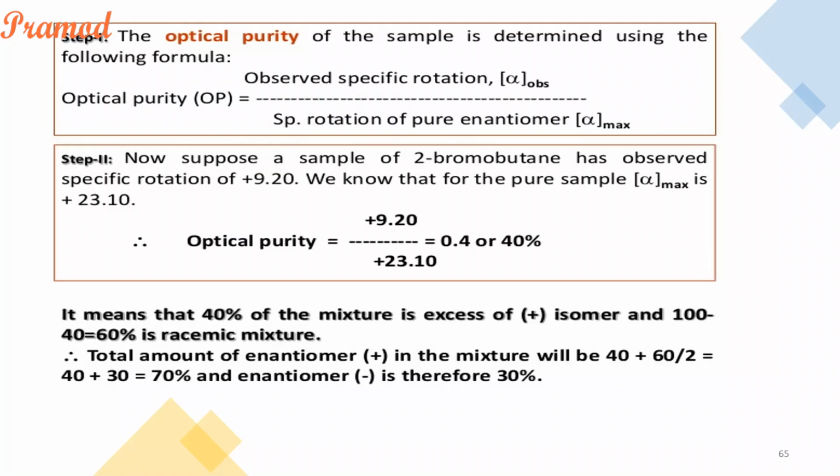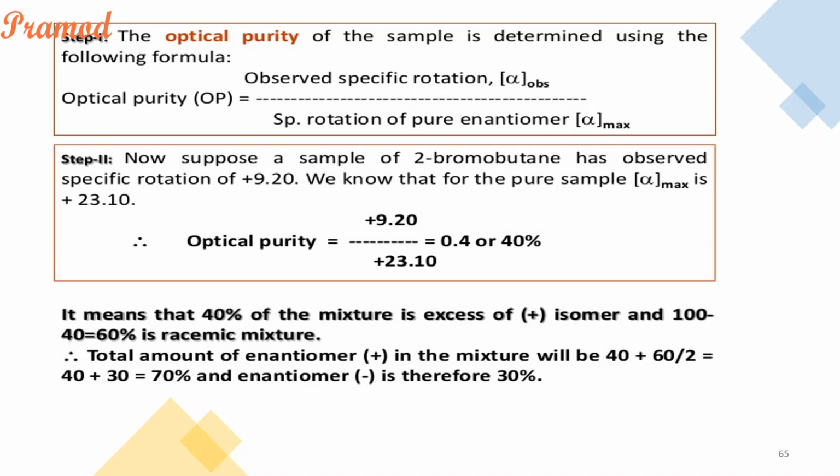So let us take one example. Optical purity or enantiomeric excess is the observed specific rotation divided by the specific rotation of the pure compound, and if you multiply it by 100, it will give your optical purity. The sample of 2-bromo had an observed rotation of 9.20 and the pure sample was 23. So that is 0.4. 0.4 into 100 is 40%. This means that one of the enantiomers is present 40% more than the other. So the other concentration will be 60%.